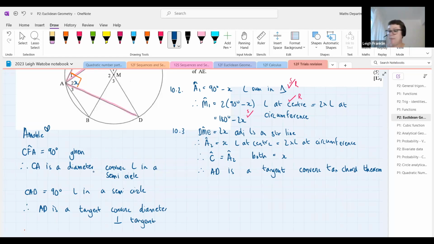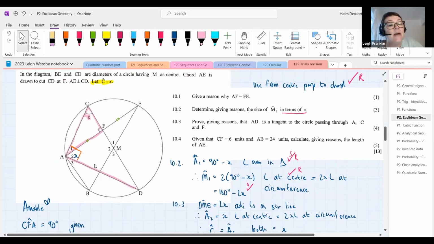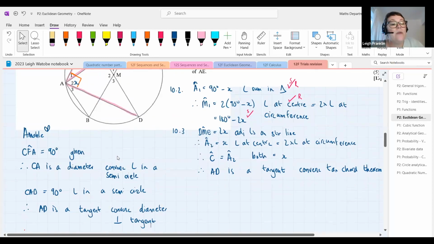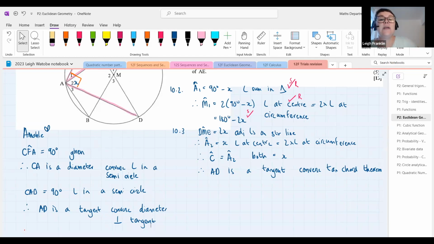We first have to establish that CA is a diameter. Once we've established that CA is the diameter of circle CAF, then we can say that because A1 plus A2 is 90 degrees, angle in a semicircle, AD is a tangent, converse diameter perpendicular to tangent. Yeah, no, that's lovely, Amahle. Well done. That was a beautiful spot. And I'm so glad I was able to do that solution with you guys as well.